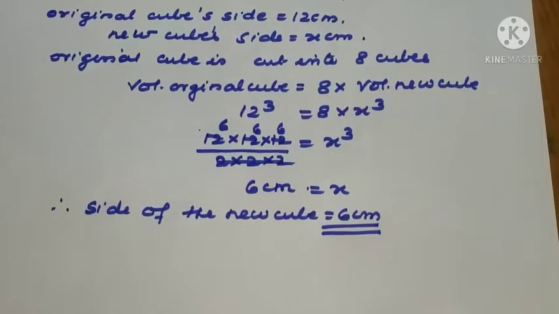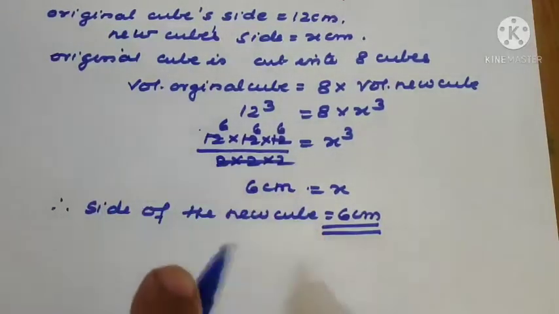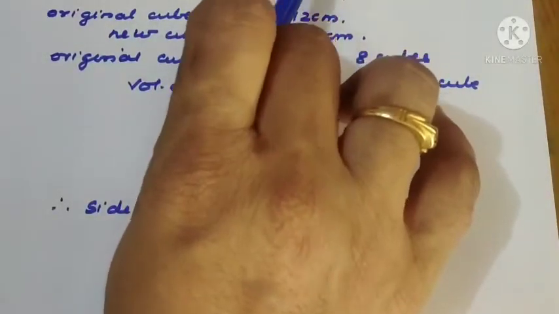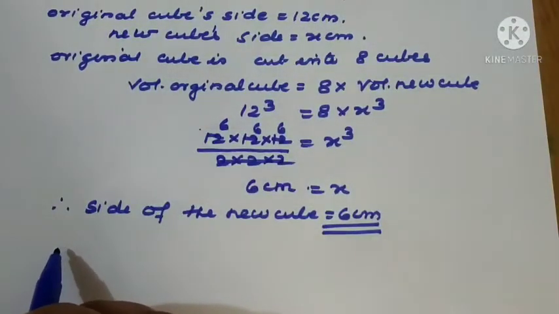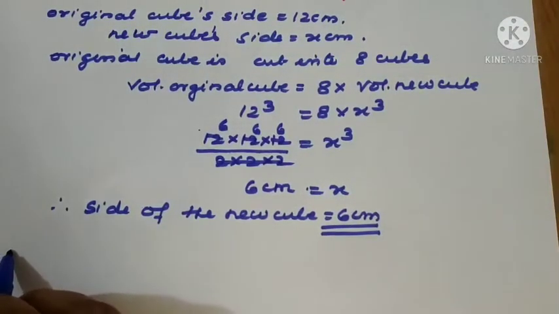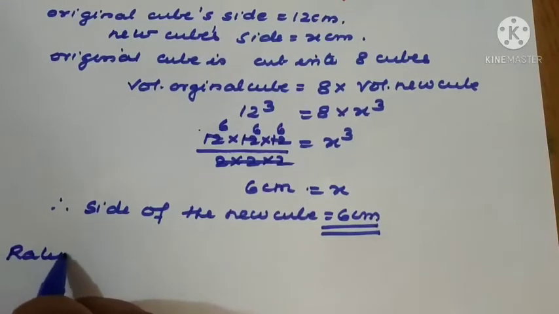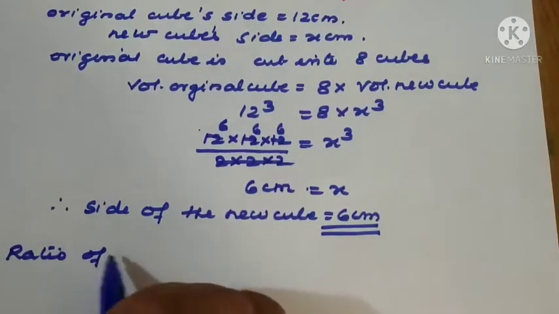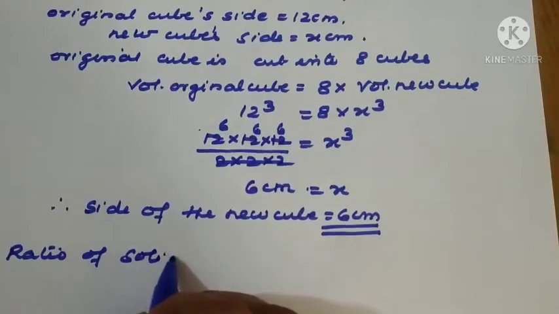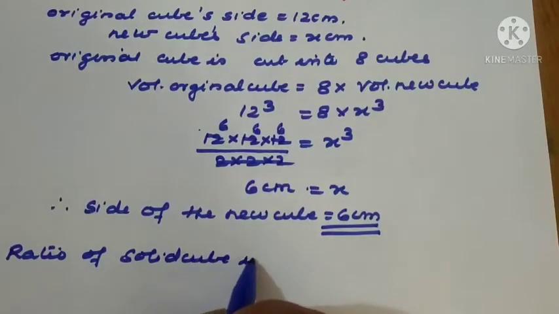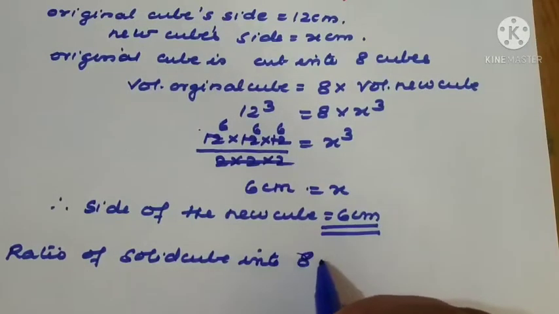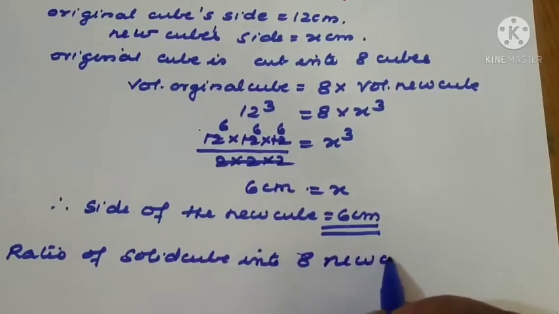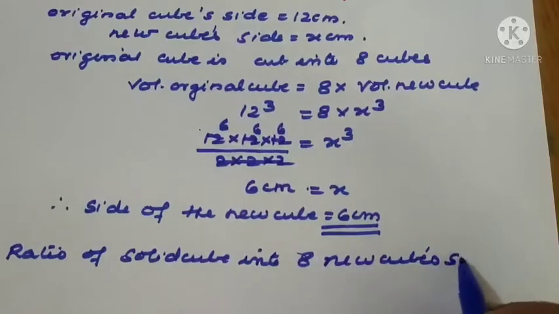Now the ratio between their surface areas they told. So here no order is given. First the original cube, then they are cutting into equal volume, so we will go the same way only. Ratio of the surface area of the solid cube or original cube to the 8 new cubes.